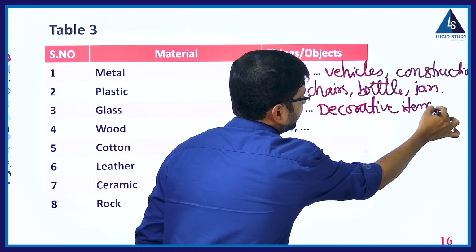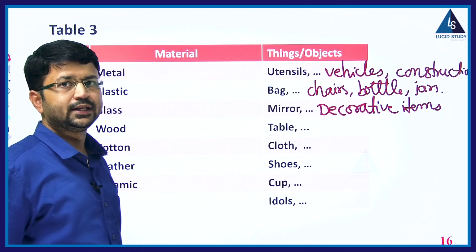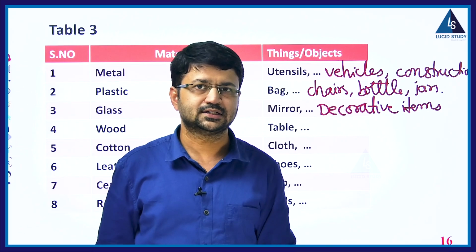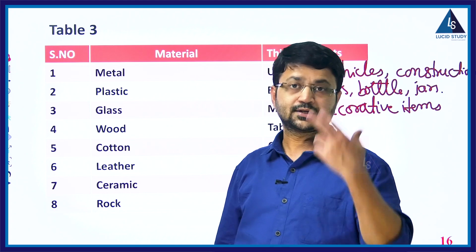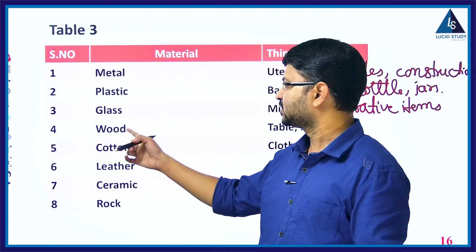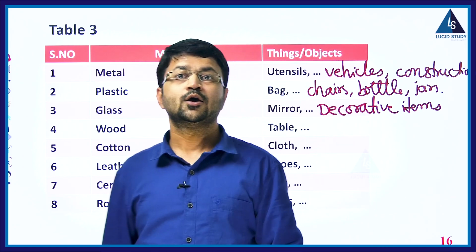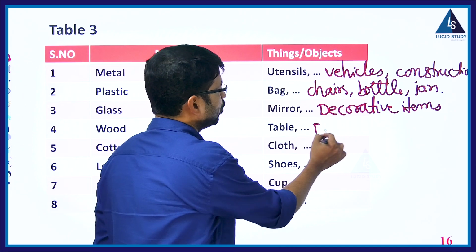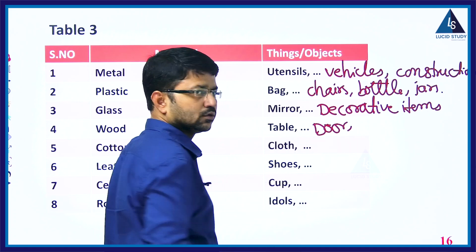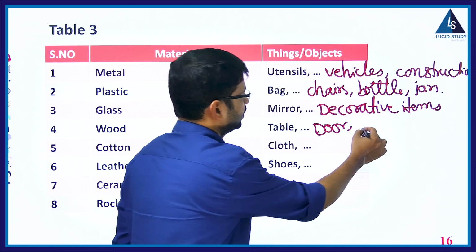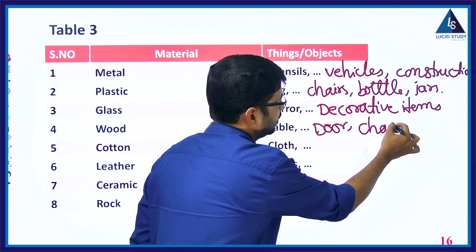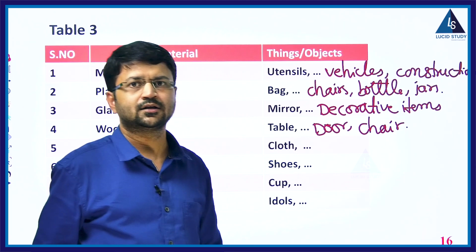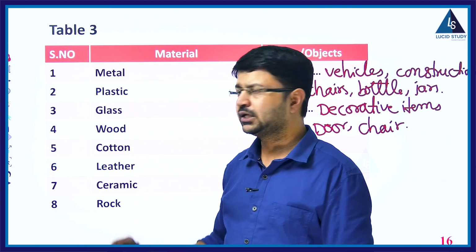We can make various decorative items by using glass. Is it clear? We can make spectacles. Next, about the wood. By using wood we can make table, we can make door, we can make chair, we can make sofa, etc. Is it clear?